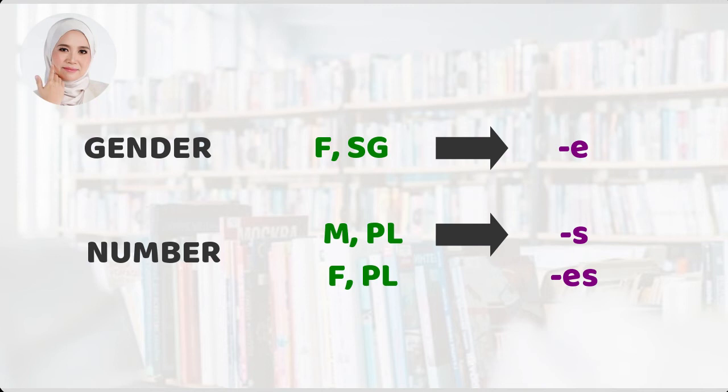Now let's recap this. For one person which is feminine, we add the ending "e" to the past participle with auxiliary être. For two persons or more, we add the ending "s" to the past participle with auxiliary être. And when there are two or more persons, all ladies, like just now Lola and Lina, we add the endings "e" and "s" to the past participle with auxiliary être.